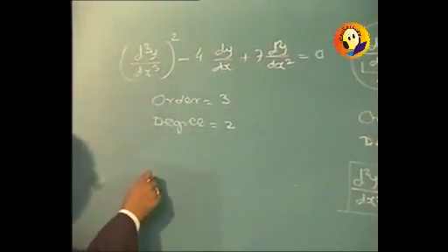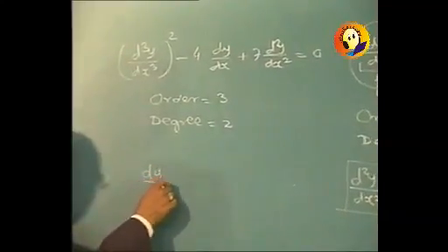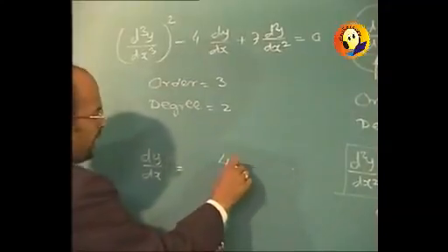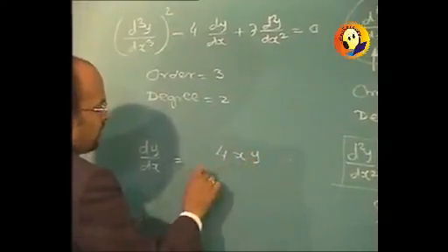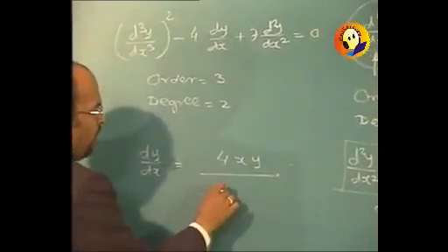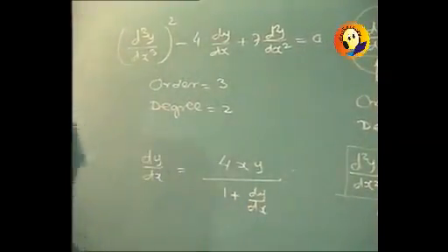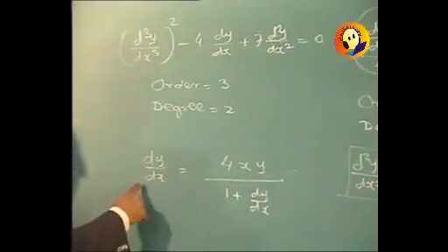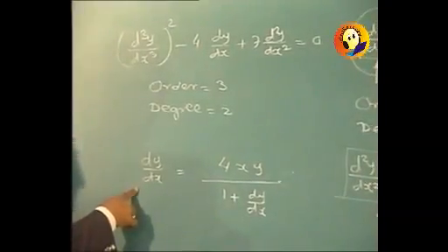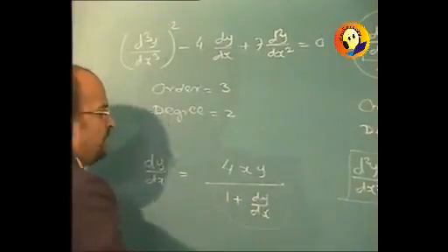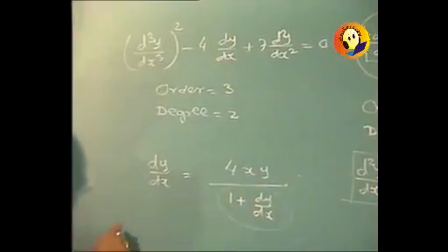If we have the equation as dy/dx is equal to 4xy divided by 1 plus dy/dx, then the order is 1, and if you write the degree as 1, that will be wrong because you cannot have the denominator for such an equation. You will have to cross multiply.